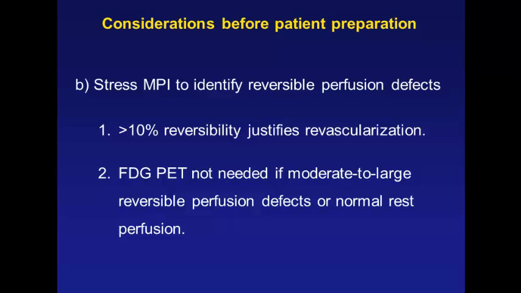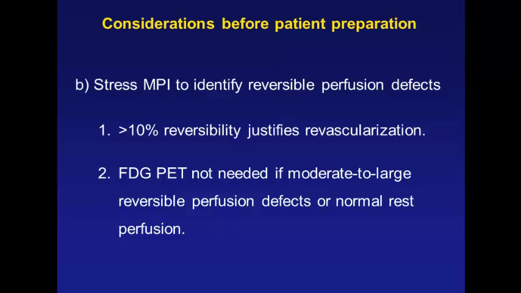Then I think that a stress MPI to identify reversible perfusion defect is helpful anyway, because if I can prove that there is an ischemia larger than 10%, this justifies revascularization. As I showed in the algorithm before, I have to test for ischemia first. If the ischemia is large enough, it justifies revascularization.